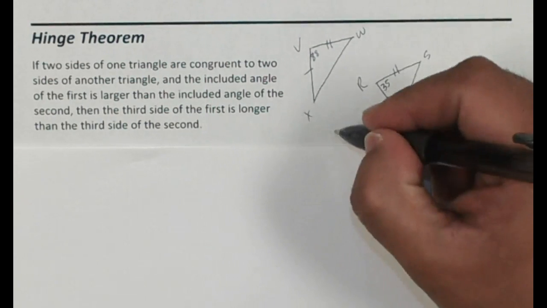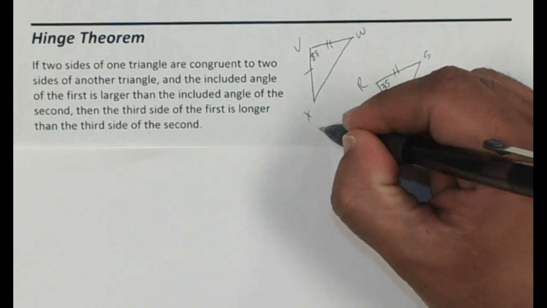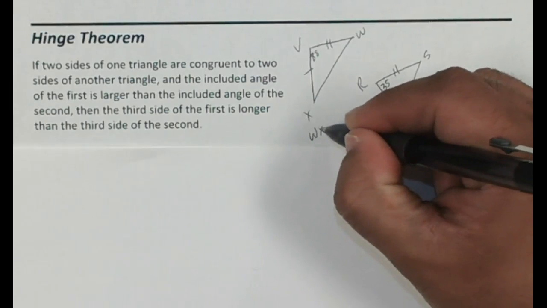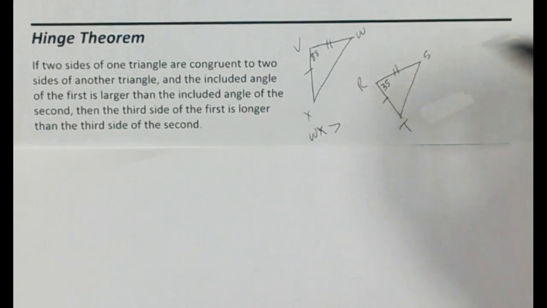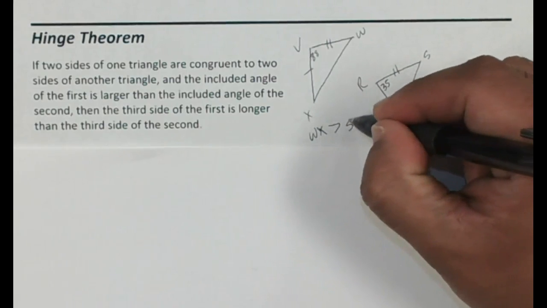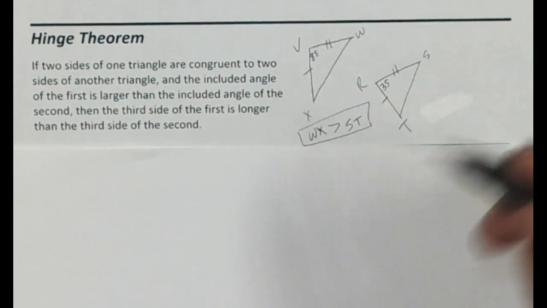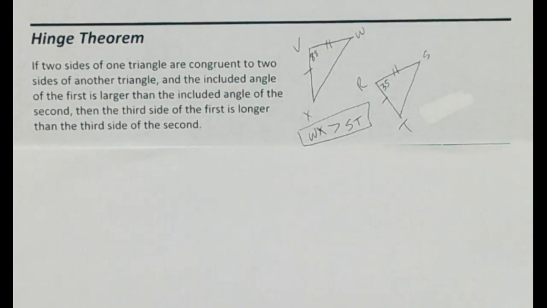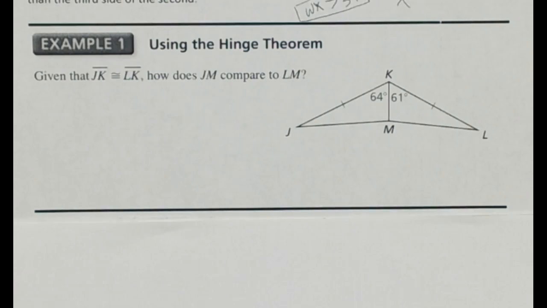Alright, so let's just kind of say that the distance from WX, that length, is greater than the length of ST. Okay. That would be the conclusion based on the Hinge Theorem. Alright, so let's look at another example here of how to use the Hinge Theorem.